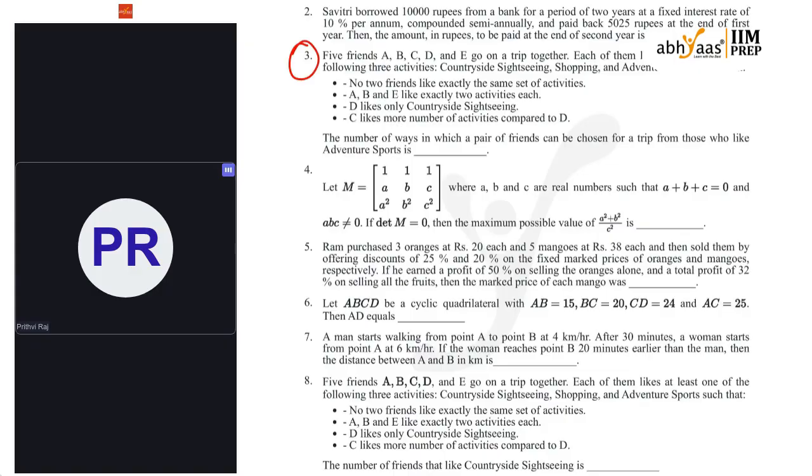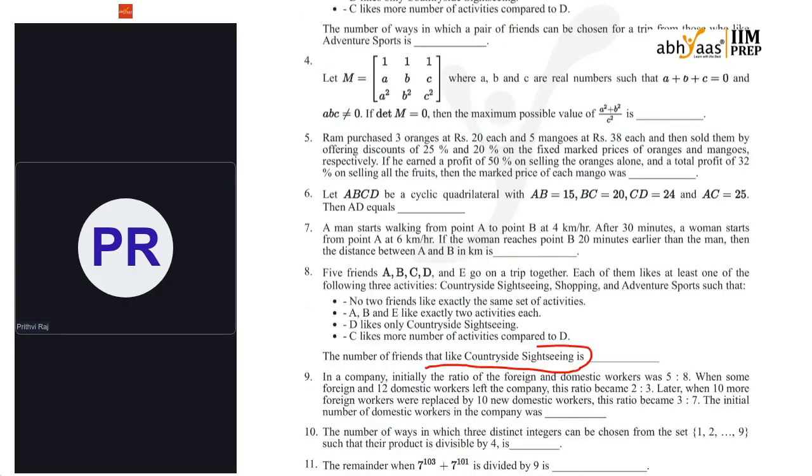Yeah, eighth question. Five friends. Again, the number of friends that like countryside sightseeing. They are not asking again which pair can go. The same information, I'm just doing it now. From our above analysis, A, B, E can go for countryside sightseeing and shopping, the same thing. I'm just writing it here. This is not about C, I'm saying about the activity. In some order, we don't know what order it is.